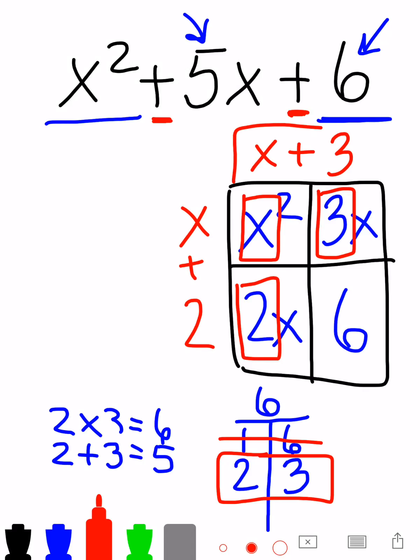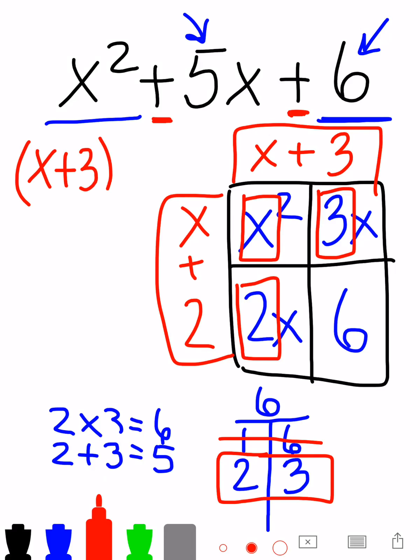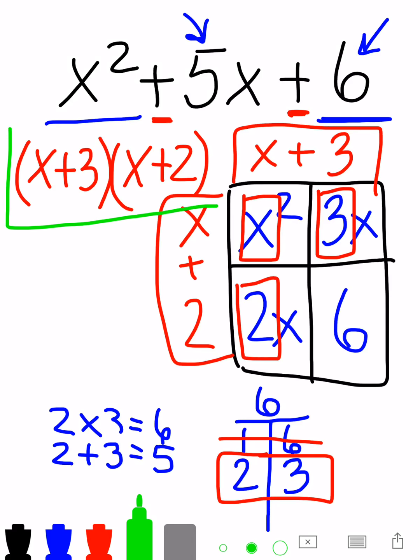So now we have our two factors right here, and we can write our answer. It's x plus 3 times x plus 2. And that will be the answer. Simplify it down.